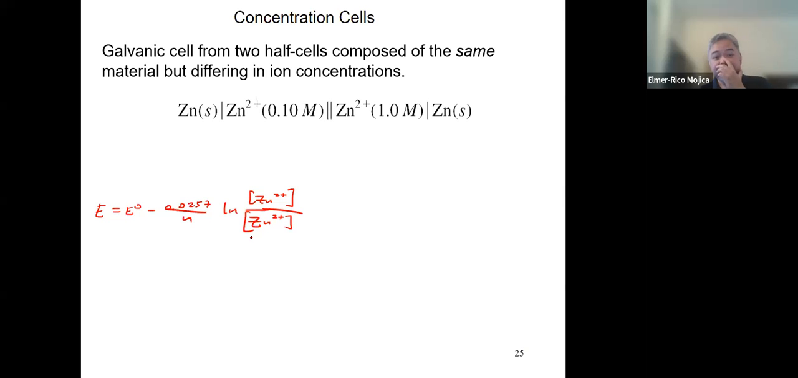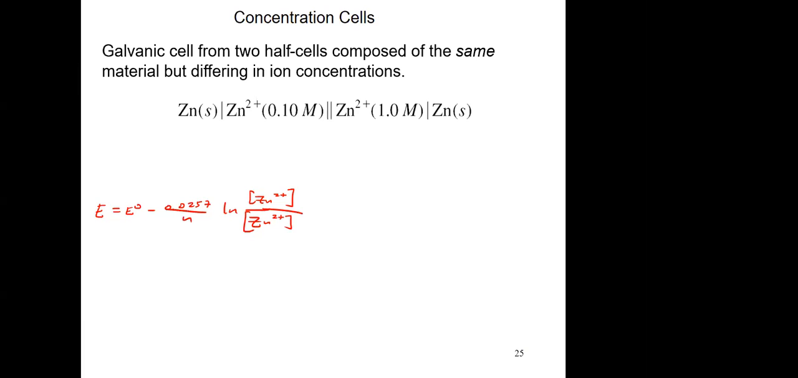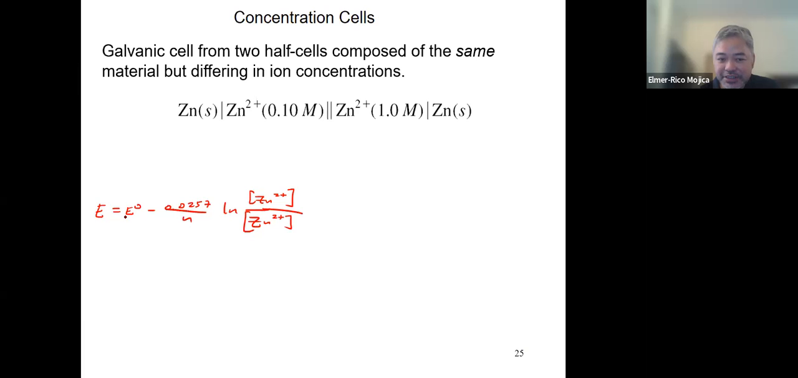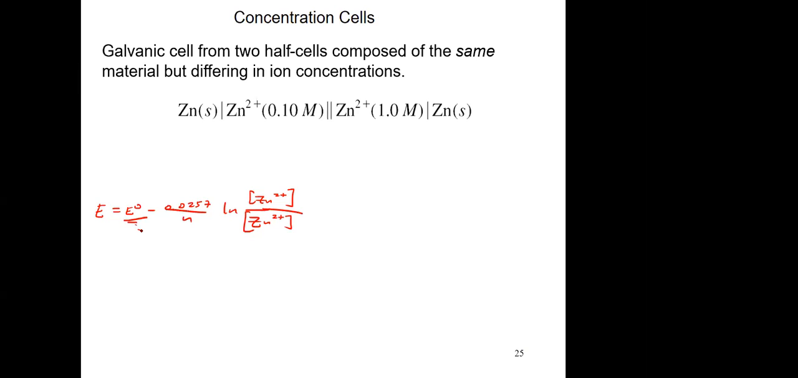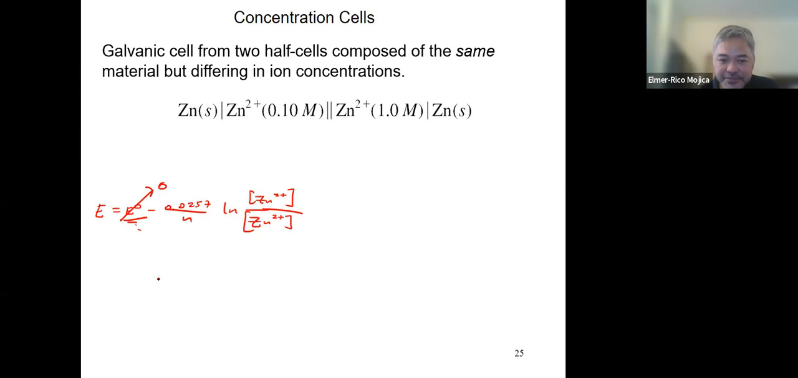Now, let's say if you're given just this problem in the exam, what do you think is the cell potential here? Can we say it's 0? Because it's made up of the same zinc. So whatever is the cathode, that's the same value as the anode, right? Does that make sense?